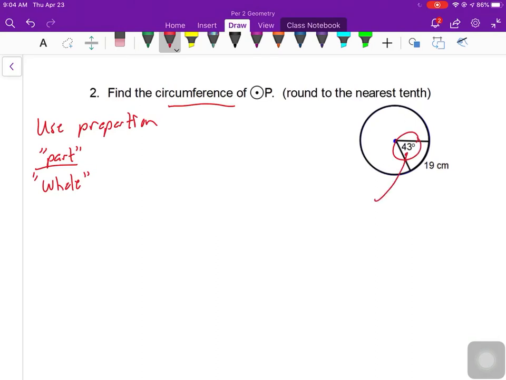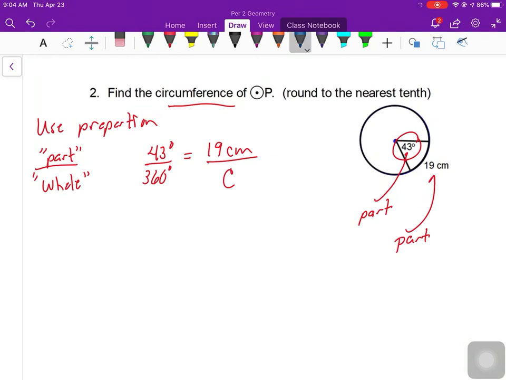So the number of degrees in the part was 43 degrees. The number of degrees in a full circle is 360 degrees. The arc length in the part was 19 centimeters. And we were looking for the full circumference of the circle.